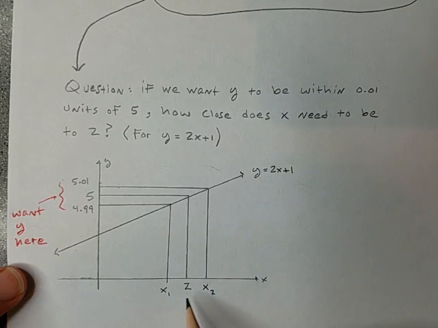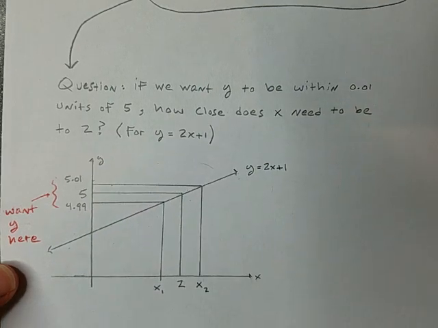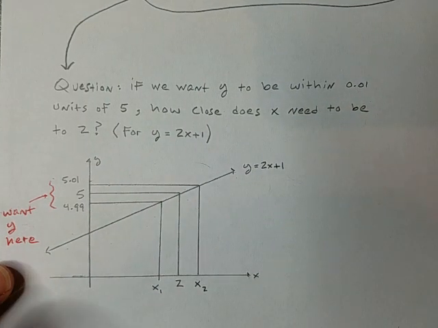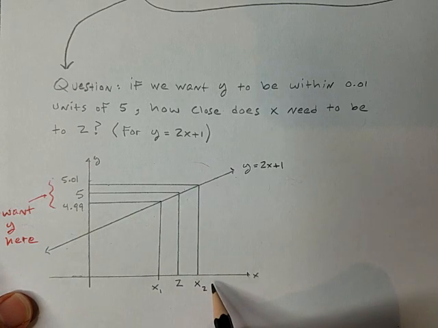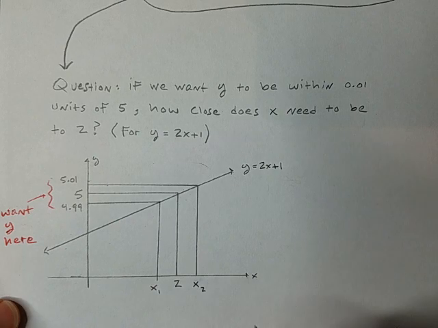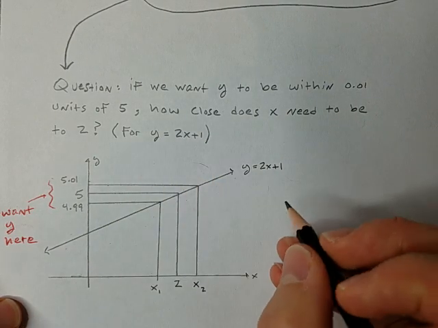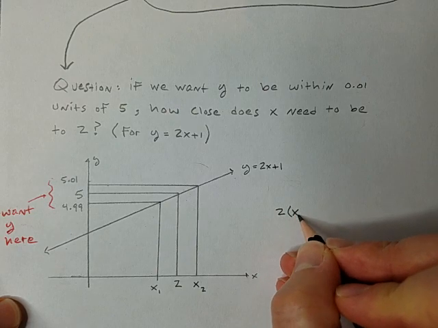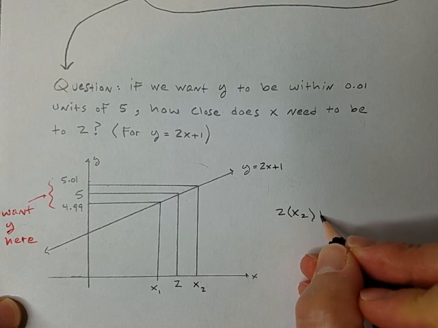If I could tell you what those are, then I could tell you how close the x needs to be to 2, right? If I just knew those numbers, I'd have it. It's not that hard to solve for those numbers, though. It's like I'm trying to figure out what x gives me 5.01 for y. So it's like 2 times x2, where I'm talking about that number right there, plus 1.